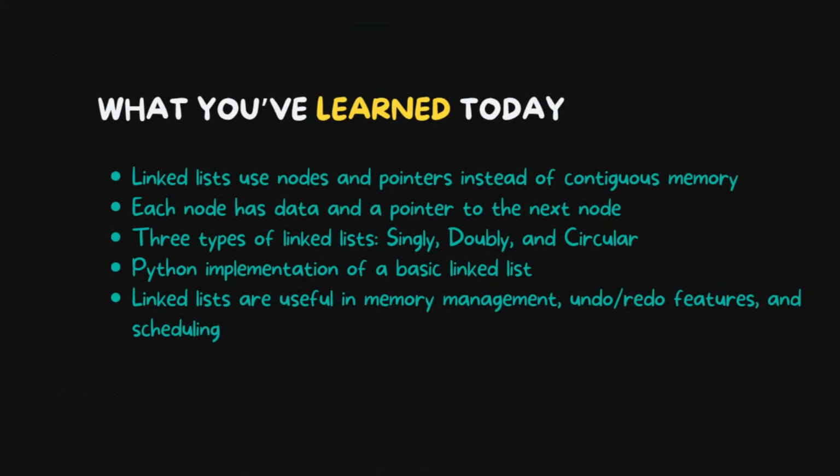Let's do a quick recap. Linked list store data using nodes and pointers. Each node contains data and a pointer. Three types of linked list: singly, doubly, and circular linked list. Python implementation of a basic linked list. Linked lists are widely used in software development. Now you have a solid understanding of how linked list works.